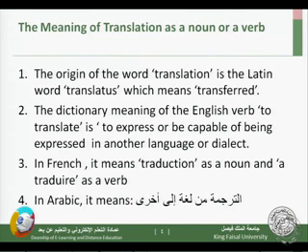Now, I've mentioned here in French to give you an idea. It means in French traduction as a noun. But as a verb, you can see traduit. Whereas in Arabic, as you know, the meaning of translation is الترجمة من لغة إلى أخرى. This is the noun. As for the verb, as you know, يترجم من لغة إلى أخرى. This is the meaning of translation in general terms.